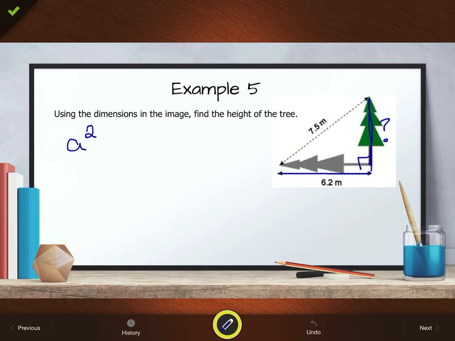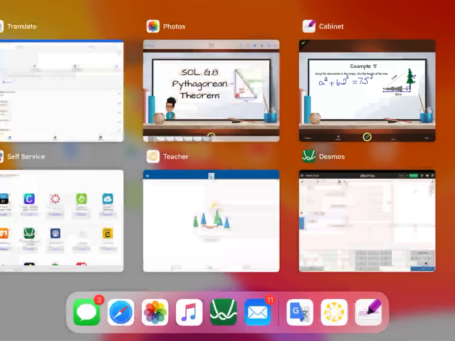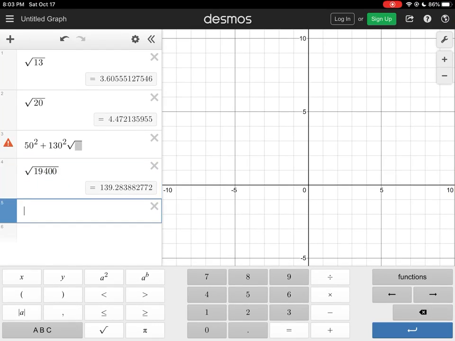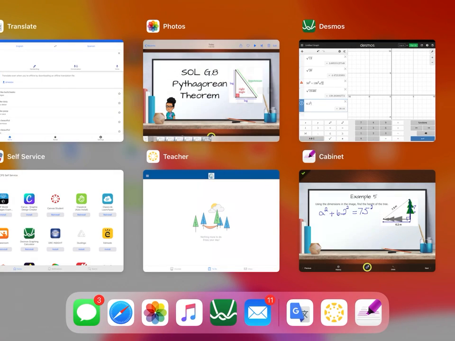A squared plus, what's my other leg? 6.2 squared equals my hypotenuse squared, 7.5 squared. Again, I don't know what 6.2 squared is in my head. Nope, don't know it. Desmos says 38.44. Okay, so I'm going to use it.